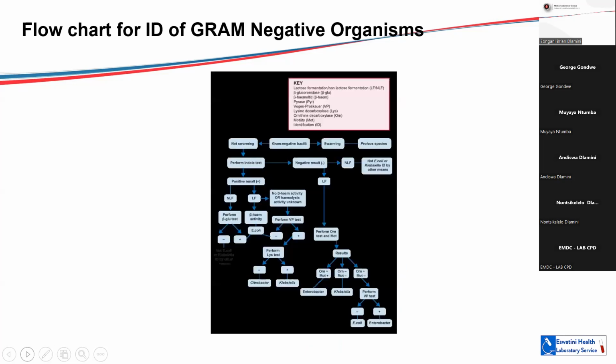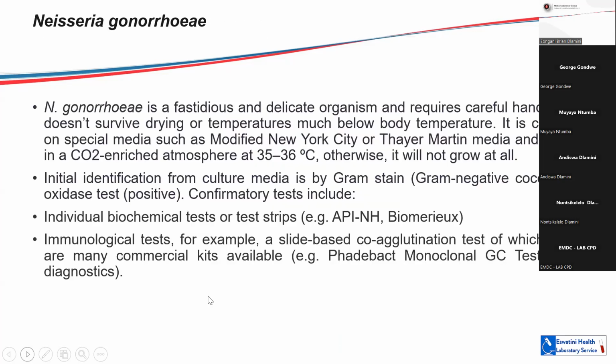So here I also have a flow chart of some gram negatives to give you a guide. I have put this organism, since you know it's a special organism, Yersinia pestis. It is a fastidious and delicate organism and requires careful handling. If it's not cultured, you may end up with false negative results. It doesn't survive drying or temperatures much below body temperature. It is cultured on special media.